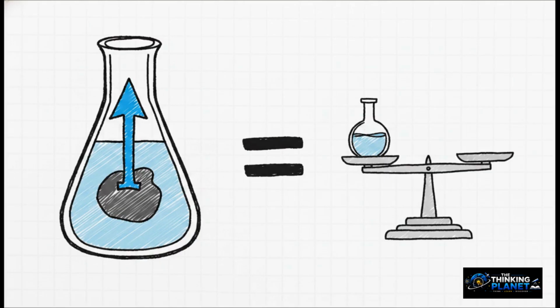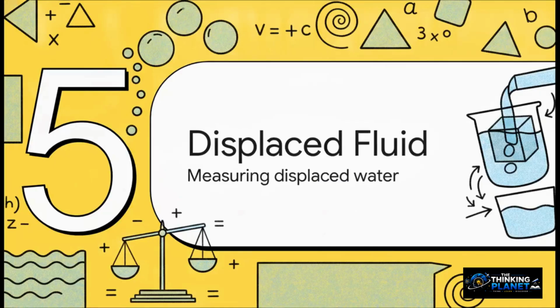But the second point, this is the real genius of Archimedes. It states that this upward force is exactly equal to the weight of the fluid that is displaced, meaning pushed out of the way, by the object. Section 5, calculating displaced fluid. Let's try out a second practice problem and see how this brilliant second point builds on our math.